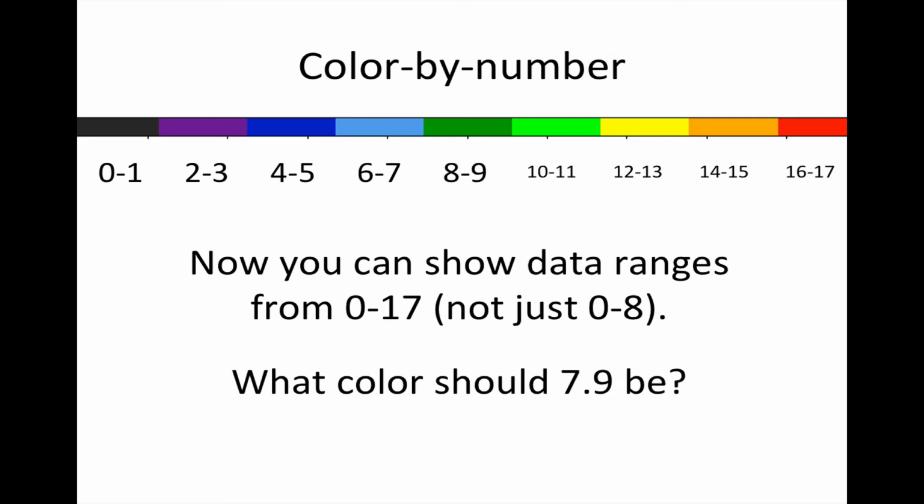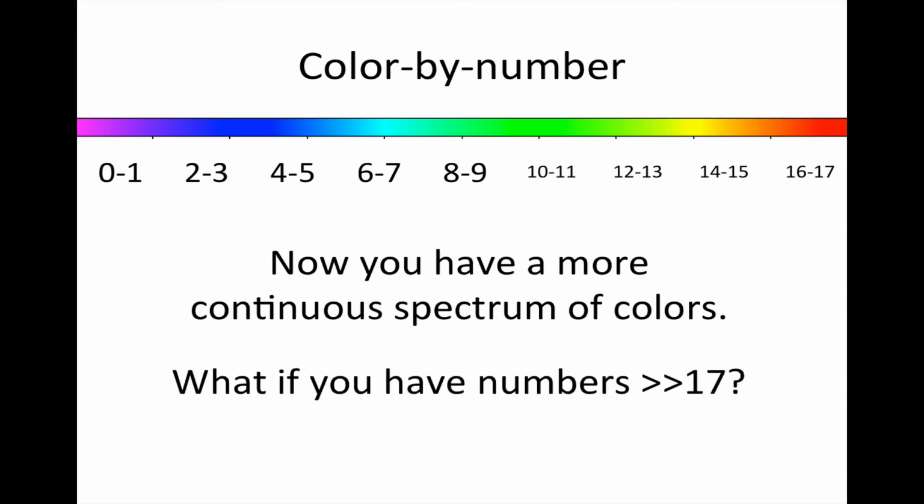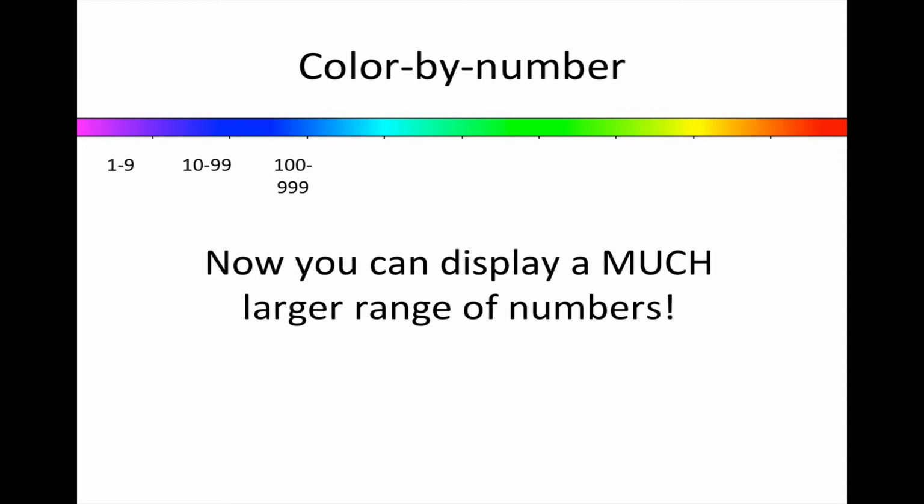What color should I make 7.9, for example? Well, I can change that mapping of numbers to colors and make it not discrete, but continuous. So now I have a more continuous spectrum of colors to map the more continuous range of numbers that I have. But what if I have numbers in this image much larger than 17? Well, I can do a much different kind of mapping.